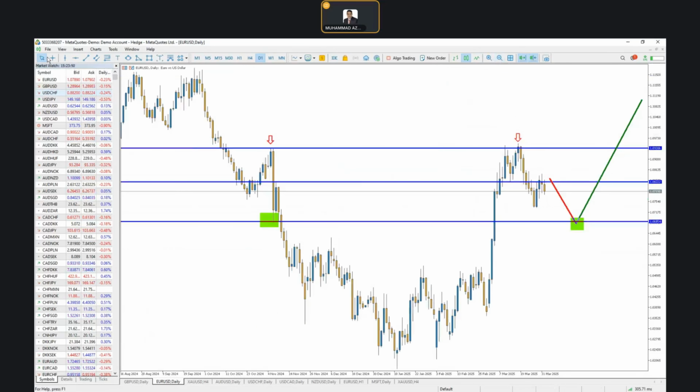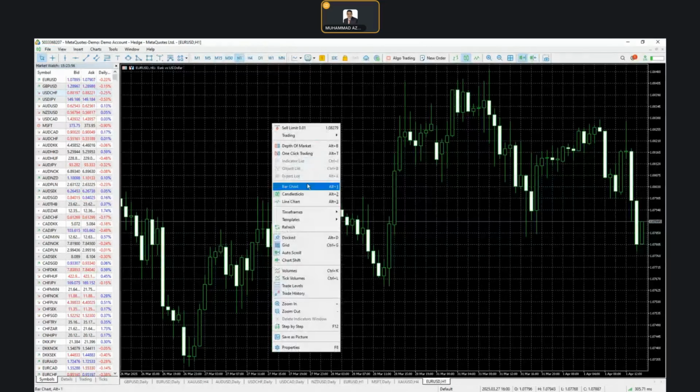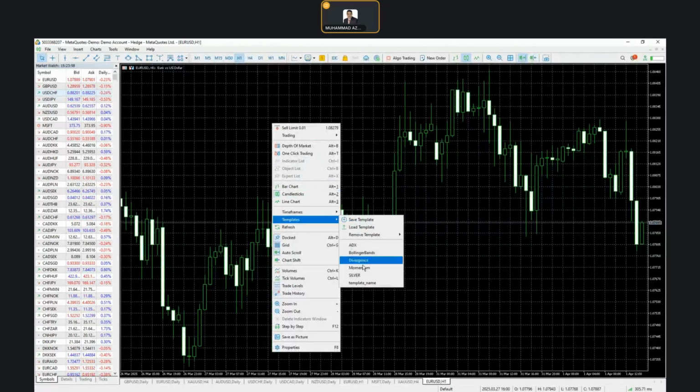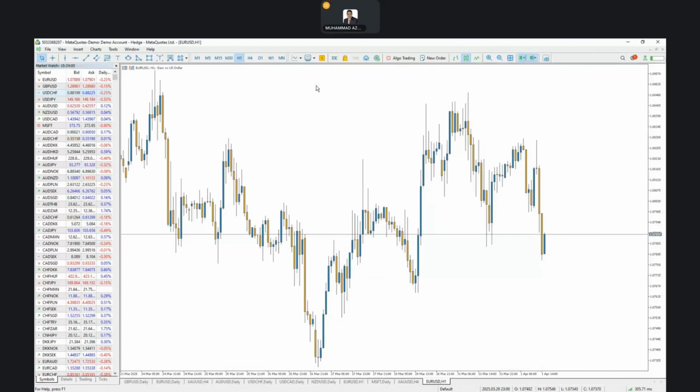Now if I show you a smaller chart of the euro dollar currency pair, let's go to a 1 hour time frame, and here's the template.